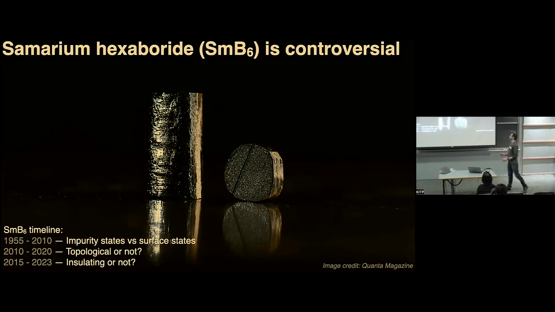So in the early days, the debates were about whether the low temperature conductivity came from impurity states or from surface states. When the surface states were shown fairly definitively, the debate shifted to whether they were topological or not. And today's question, I think, is even more basic. It's whether samarium hexaboride is even an insulator at all. So anyone with a voltmeter should be able to answer that question, right? But it's going to turn out to be a little bit more complicated.